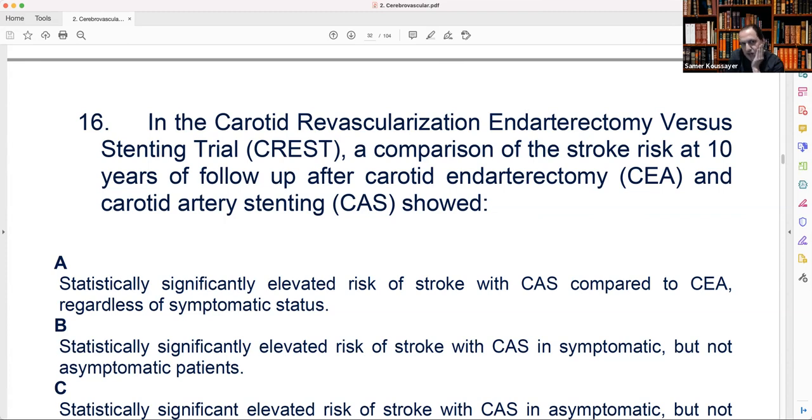So they fixed their trial. After 10 years, they found it's no different in a stroke. But if they talk about 5 years, no, 5 years shows a difference, okay? So that's the confusion in this question, okay?